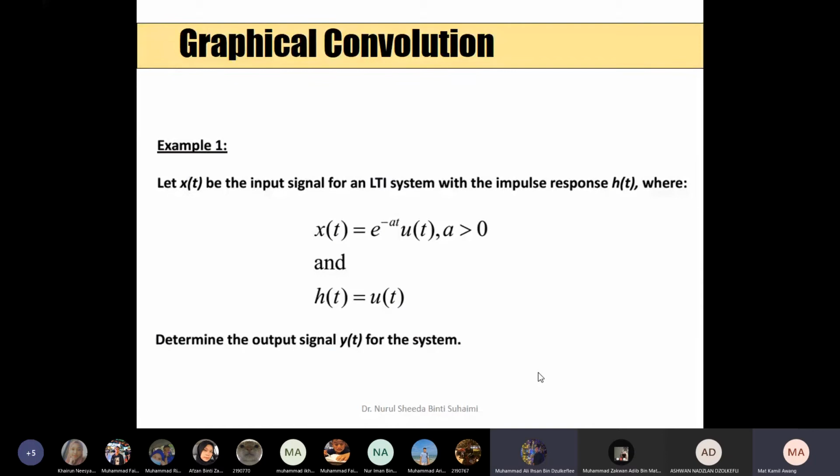Let x of t be the input signal for the LTI system with the impulse response h of t, where x of t is equal to e to the minus at u of t. u of t is actually a unit step function, the basis function just now, where a is greater than 0 and h of t is equal to u of t. Determine the output signal y of t for the system.